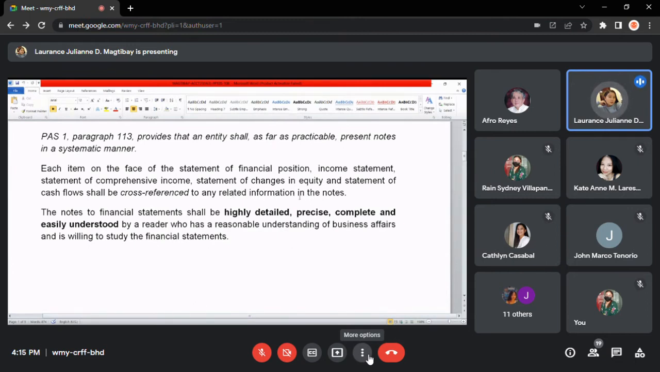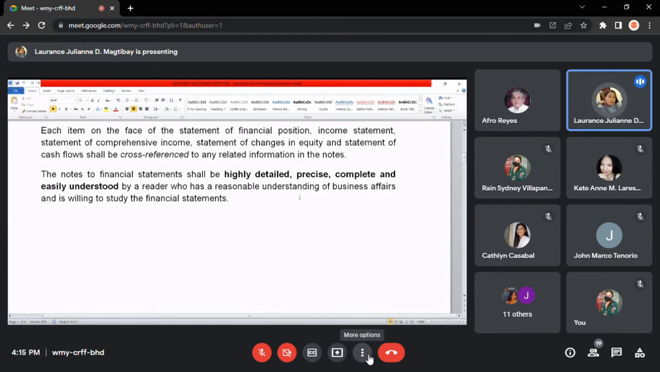So makikita niyo dun, pag nag-open kayo ng isang notes to financial statement, naka-cross-reference siya. For example, kung saan makikita yung specific na account, makikita niyo siya dun na magga-guide siya sa inyo. Like for example, may nakalagay dun na maliit na letter, tapos makikita niyo sa financial statements may mga ganun din. So nagko-cross-reference para din makita kung para saan yung additional information na yon.